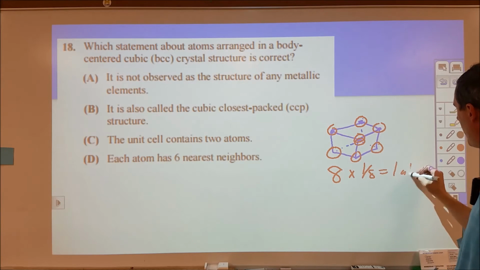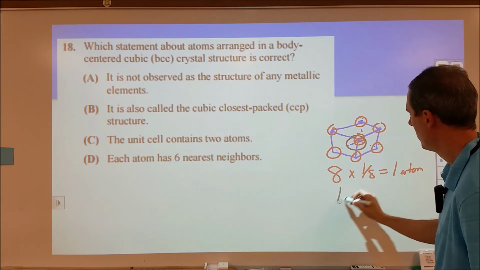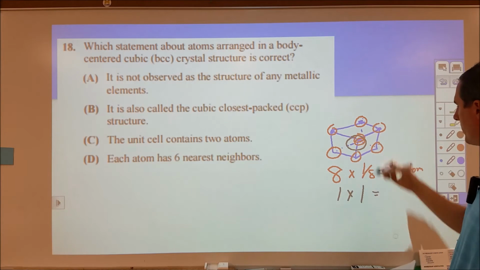And so we count 1 atom there from those 8, and then we have 1 that's in the center of the whole thing, which is just belonging to the 1 unit cell.